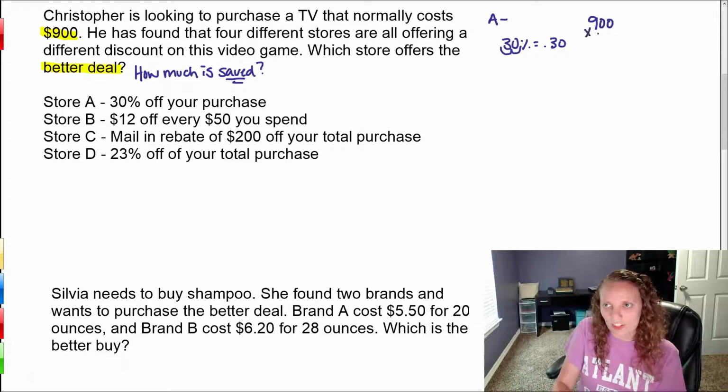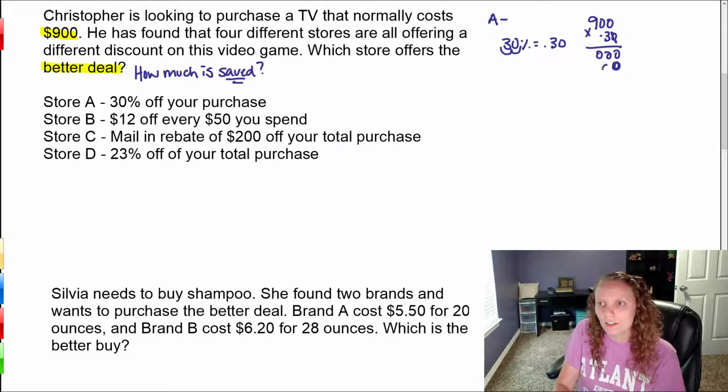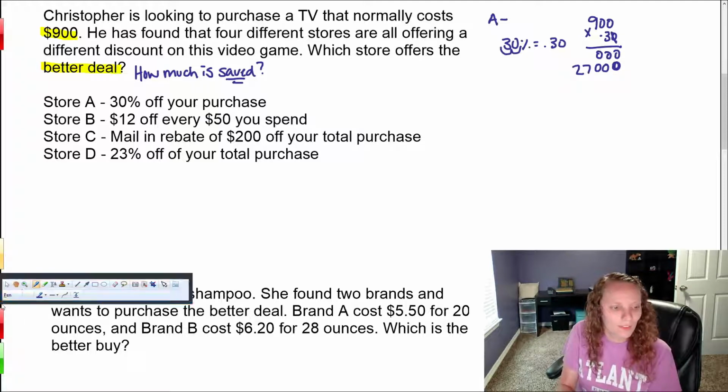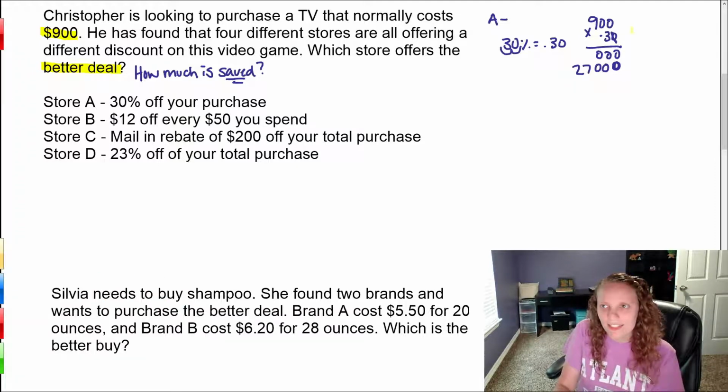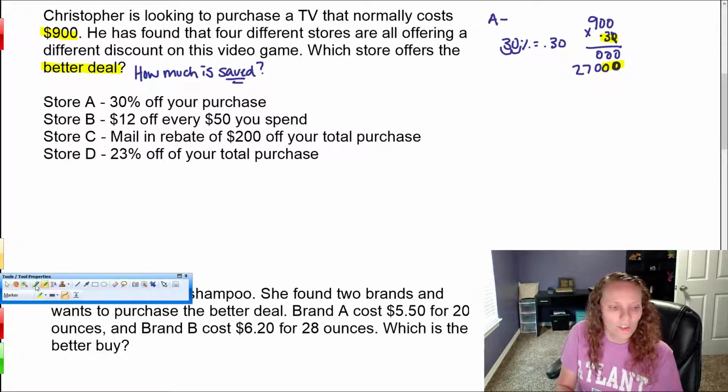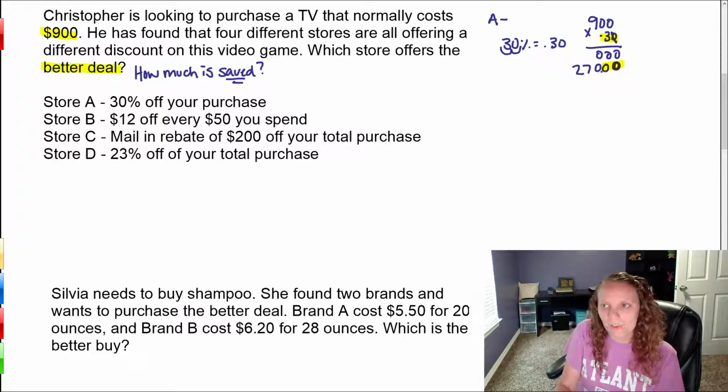So 900 times 0.30. 0 times any number is just going to be 0. And then add our 0 placeholder, because we're on the second number. 3 times 0 is 0. 3 times 0 is 0. And then 3 times 9 is 27. Okay, I see that there are 2 numbers after the decimal, so we'll count over 1, 2. And so for store A, we'll save $270.